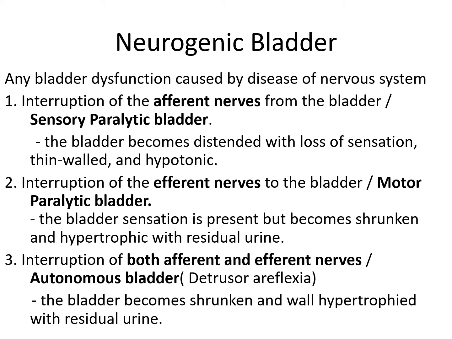Now in all these three types of bladder defect, whether it is the sensory paralytic or afferent defect, the motor paralytic or efferent defect, or the combined afferent and efferent defect, which is also called autonomous or detrusor defect, the micturition reflex is damaged or abolished. So these are called areflexic bladders. These three categories altogether are areflexic neurogenic bladders.